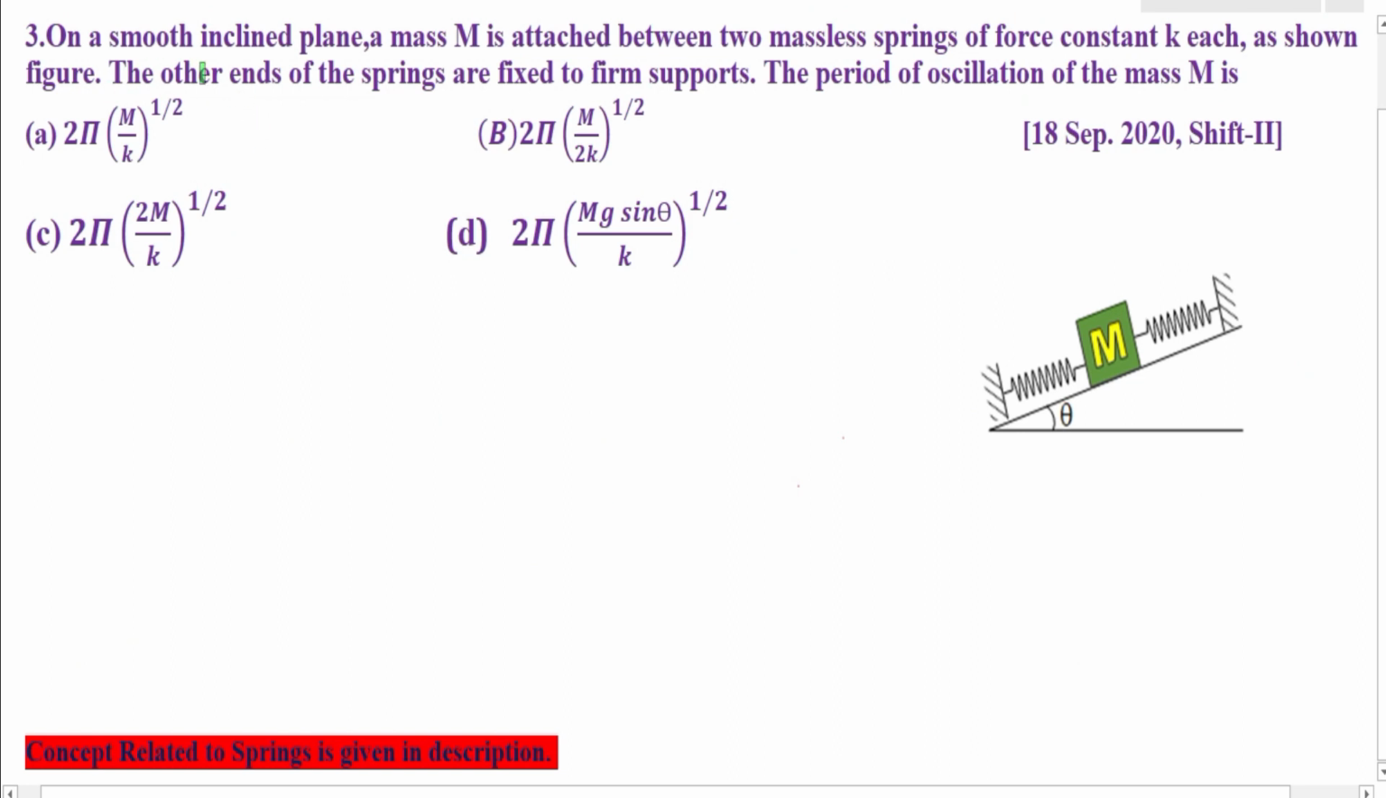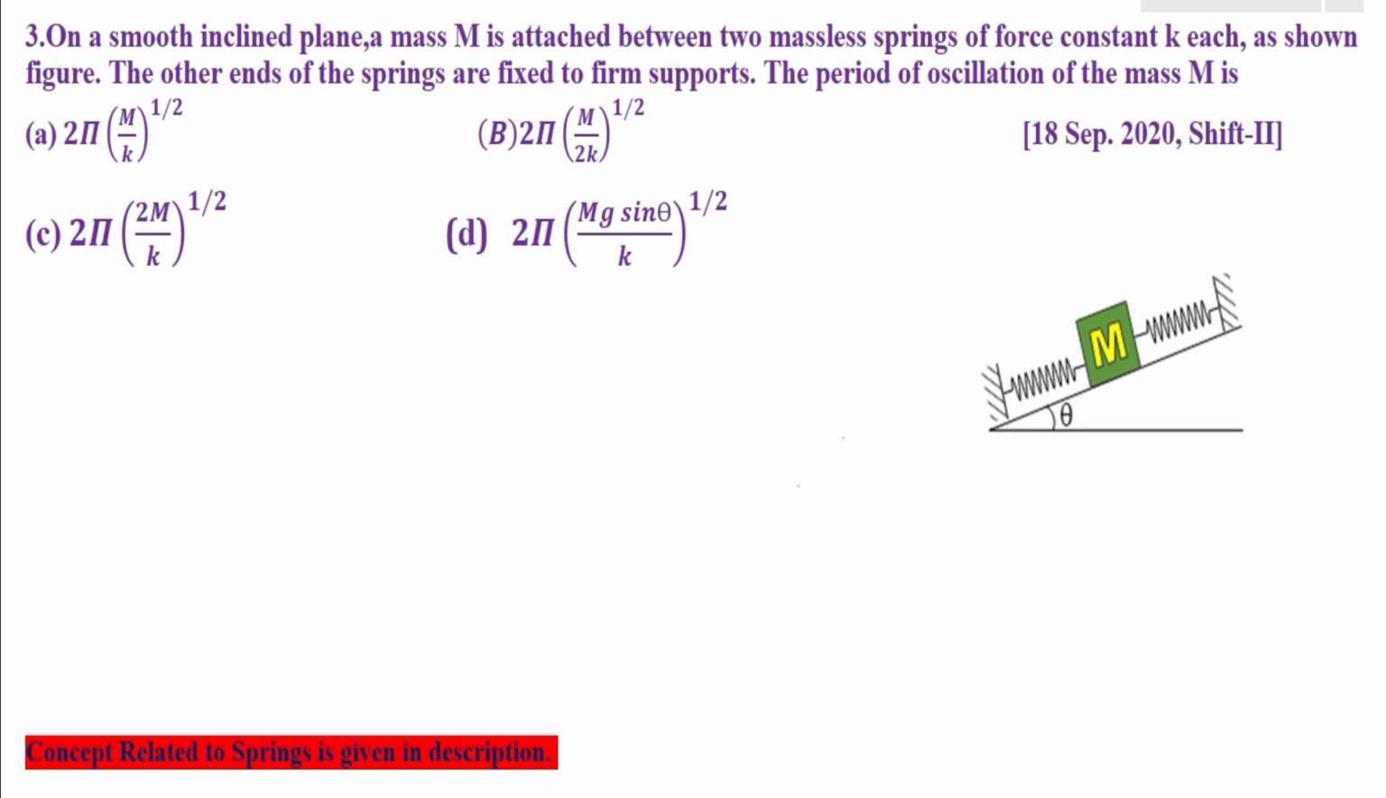Our next sum is: on a smooth inclined plane, a mass m is attached between two massless springs of force constant k each, as shown in the figure. The other ends of the springs are fixed to firm supports. The period of oscillation of mass m is... So this is a mass m which is hung to two springs, and the ends of these two springs are fixed to rigid ends. Now what is he asking? He is asking us to calculate the period of oscillation. That means when we disturb this system, he is asking us to calculate the time period with which it oscillates.